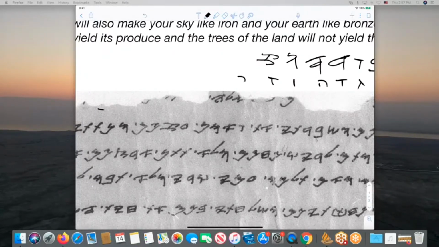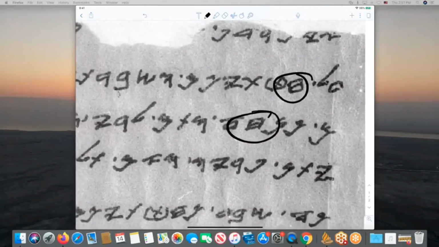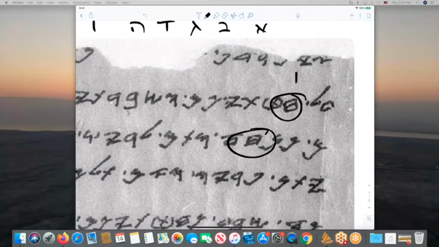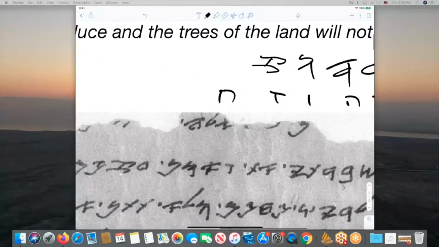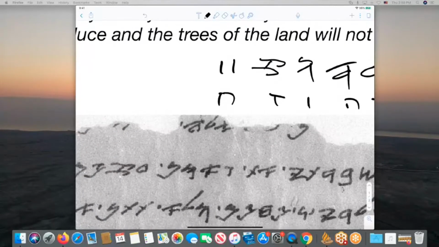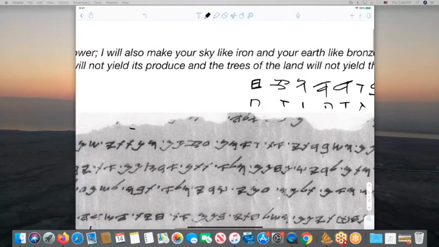Then we want a Chet, and a Chet is like a little box. See, he's not even consistent here. This one is more vertical, and this one is more angled. So you can see how speed will affect his ability to write consistently. Aleph, Bet, Gimmel, Dalet, Hey, Vav, Zayin, Chet, Tet.